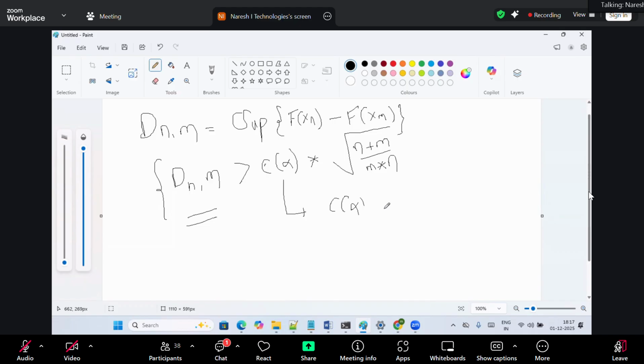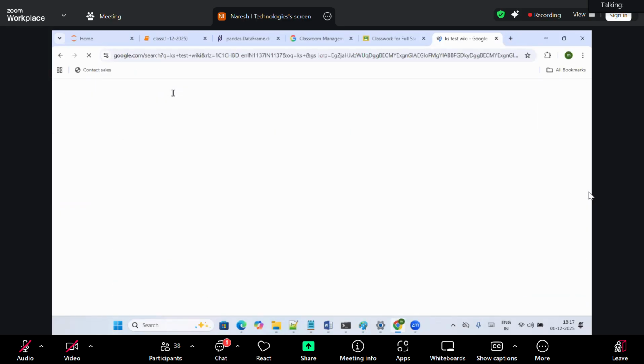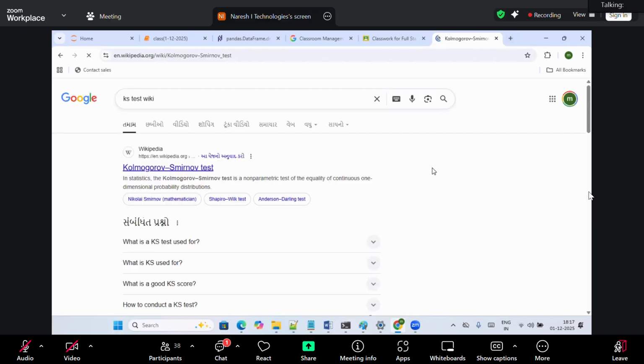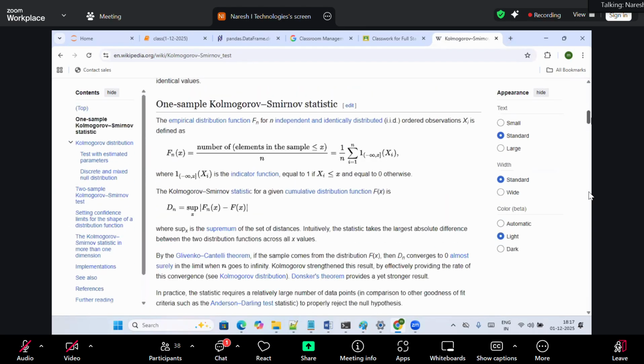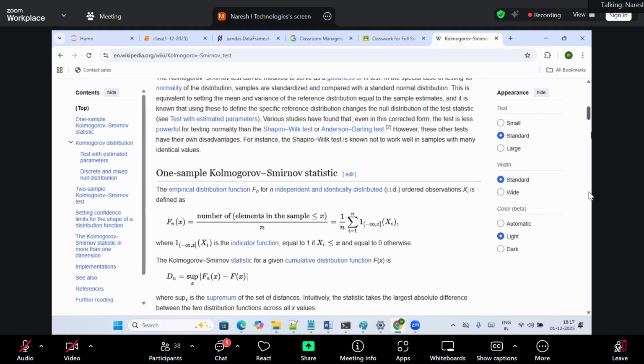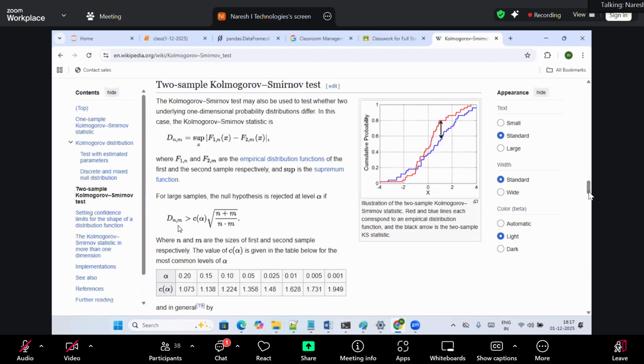Correct? So if you take alpha as 5%, you have to see in the table what is the value for 0.05. So you have to check the value of C alpha, right? So you have a KS test table. If you see here, this is the CDF, and if you go down, it is telling the condition where exactly the null hypothesis is getting rejected. Right here. So you know that D n comma m is greater than C alpha times the square root of n plus m divided by n into m.